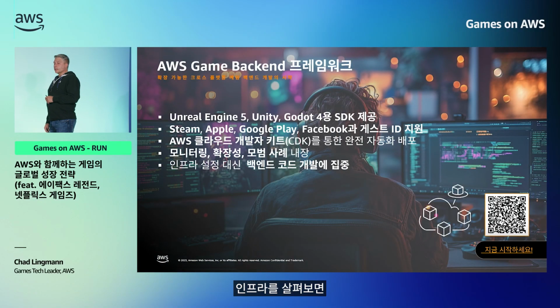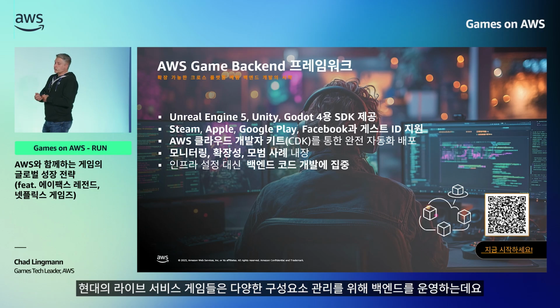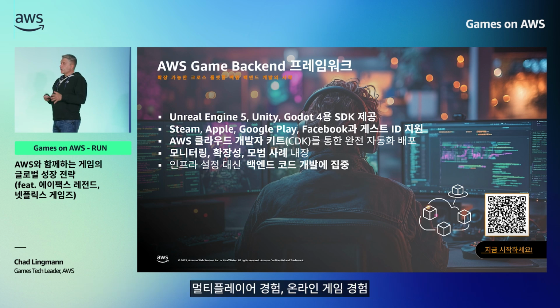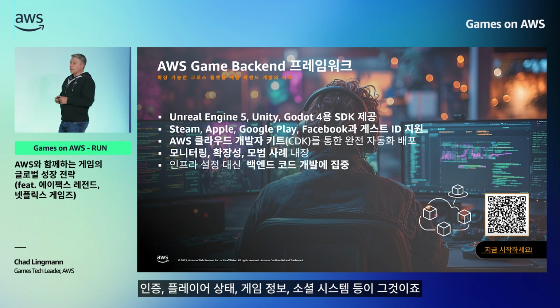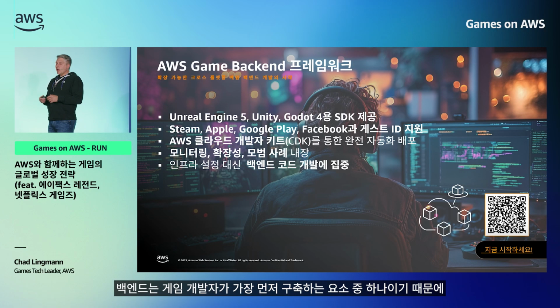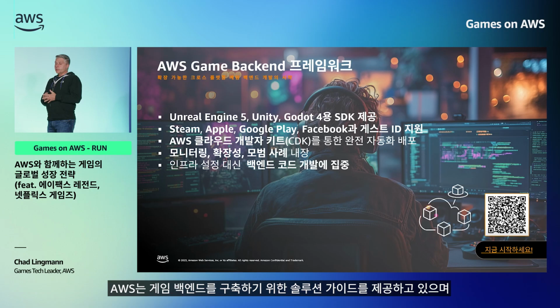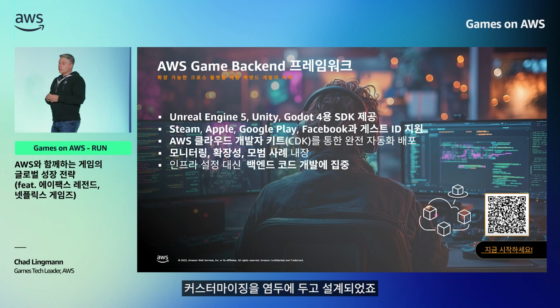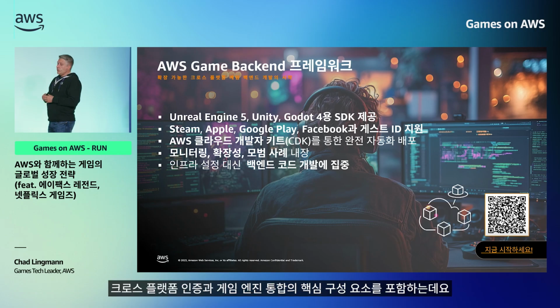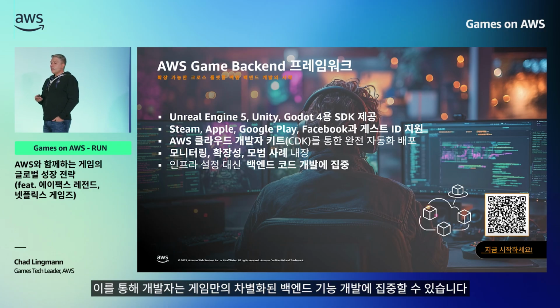So speaking to infrastructure, modern live services games run backends to manage their various components. The multiplayer experience, the online game experience, things like authentication, player state, game info, and social systems. Now, as the backend is one of the first things that a game developer stands up, we've released a solution guidance for building your game backend on AWS. This solution is built with customization in mind. It covers the key building blocks for cross-platform authentication and game engine integration, and allows you to focus on developing the backend features that make your game unique.